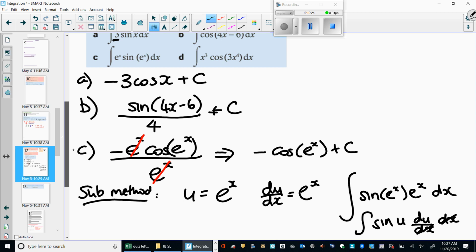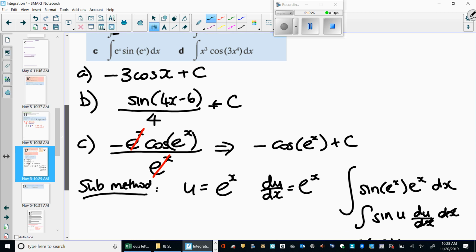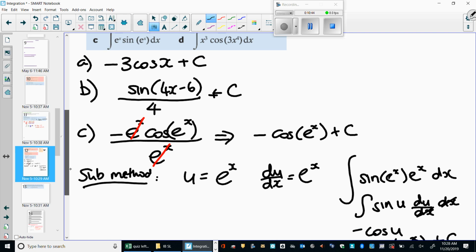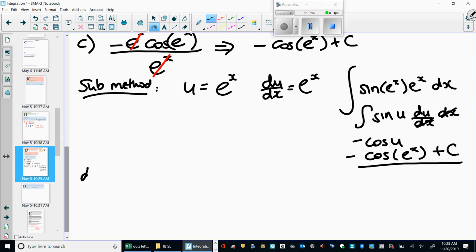Okay, D. So this is another one where we could use substitution or pretending. Are we happy with just the pretending, or do we want to do substitution as well? Just the pretending. Okay. So are we happy that we're going to pretend that this is not there? So we've got x cubed, pretending it's not there. And what's the integral of cos? Sine. So we're going to have sine of 3x to the 4.